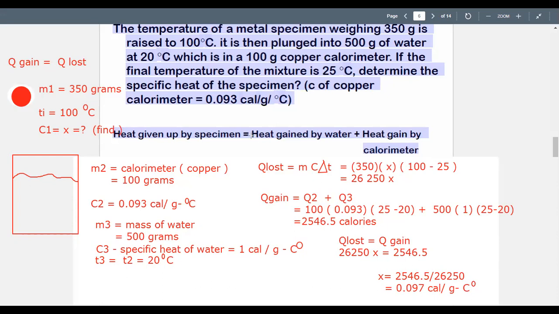Now, this value is also very near to 0.093. So I believe this metal is something like copper, this hot metal above. After solving its specific heat, it is very close to the specific heat of copper. But if there's a material that falls exactly on this value, then we'll be able to identify the material above. So one way to identify a metal is by finding its specific heat. Specific heat is similar to density.